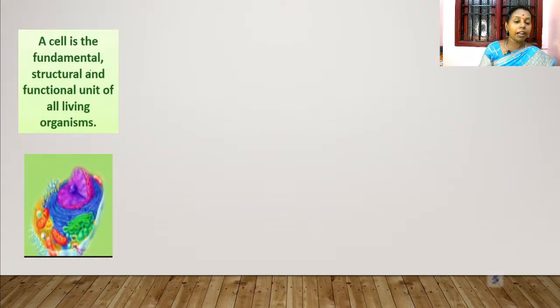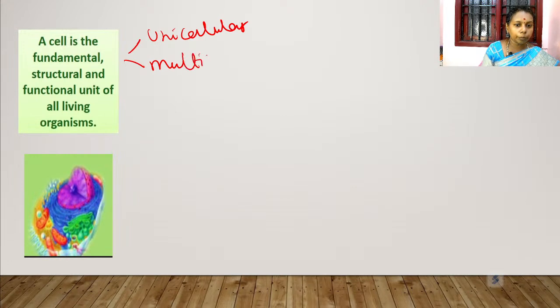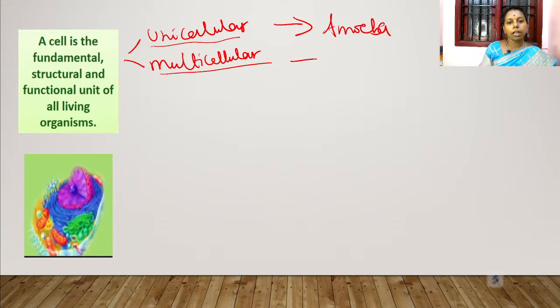You know, cell is a structural and functional unit of all living organisms. Either it may be a small living organism like amoeba or a gigantic whale, you find a cell, maybe unicellular or multicellular. As we discussed, the unicellular example is amoeba. Multicellular, as I said, whale. So any organism is made up of cells only.